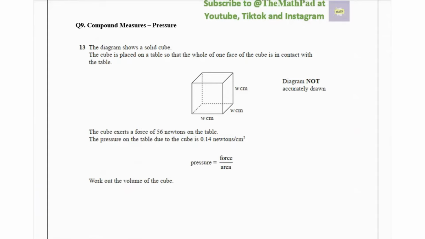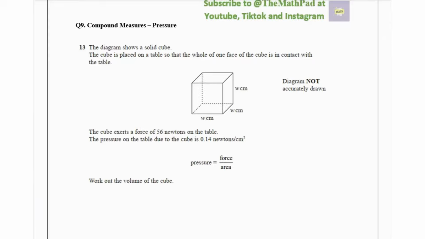So the diagram shows a solid cube. The cube is placed on a table so that the whole of one face of the cube is in contact with the table. The cube exerts a force of 56 newtons on the table. The pressure on the table due to the cube is 0.14 newtons per centimeter square. Pressure equals force over area. We have to work out the volume of the cube.